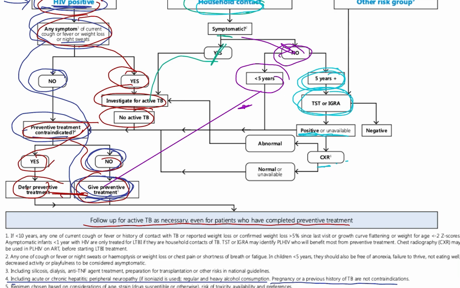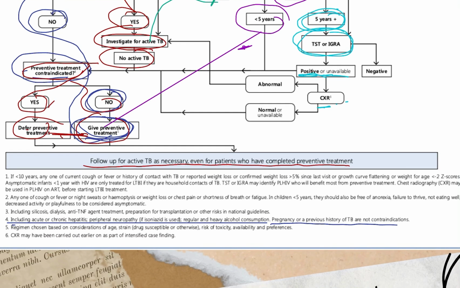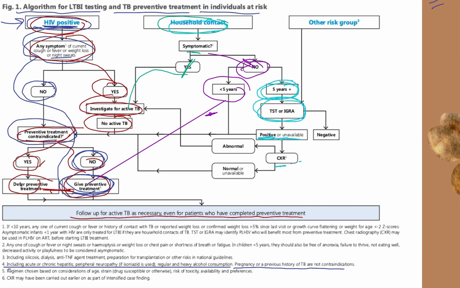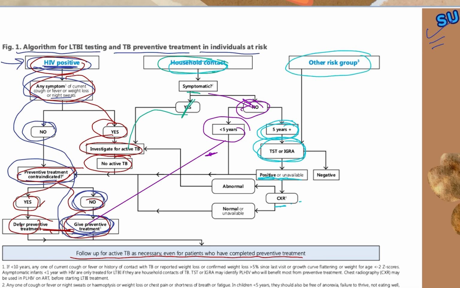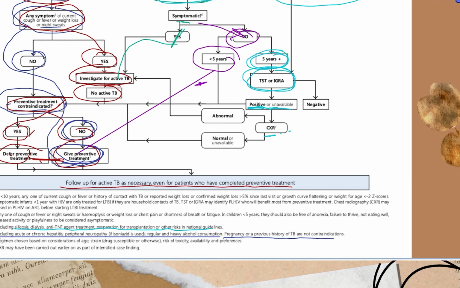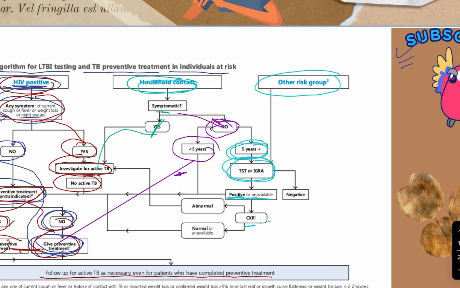Other risk groups, as we have defined the other risk groups already. And for revision purposes, you can write down in a comment section as well. These were silicosis, dialysis, anti-TNF agent treatment, preparation for transplantation. You can go for testing, and according to the test, you can act.